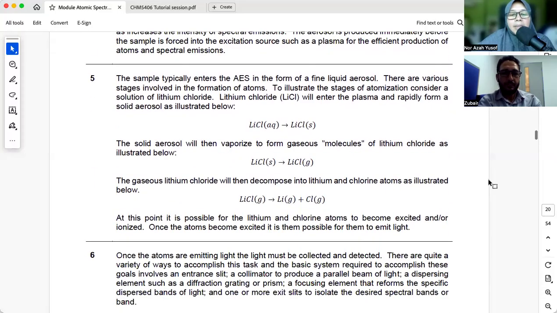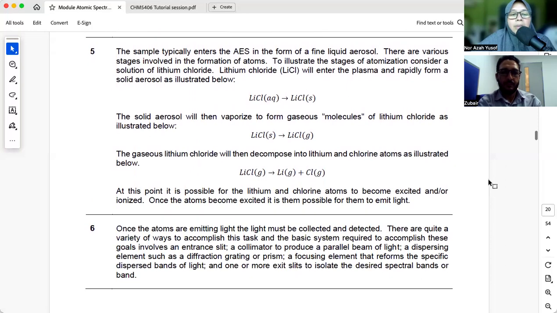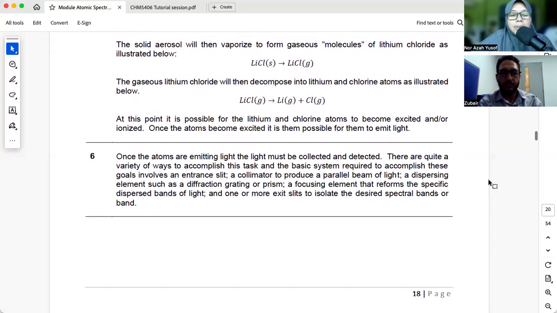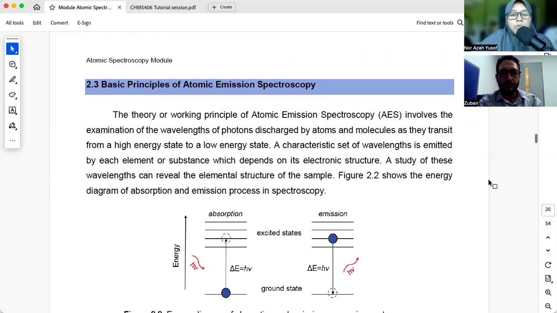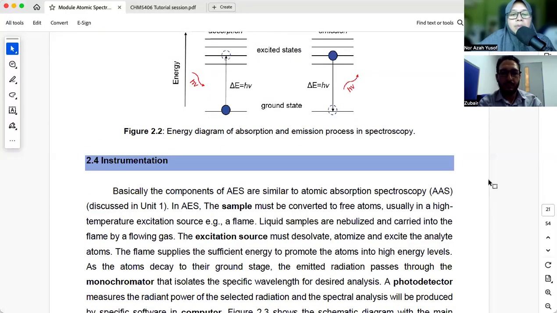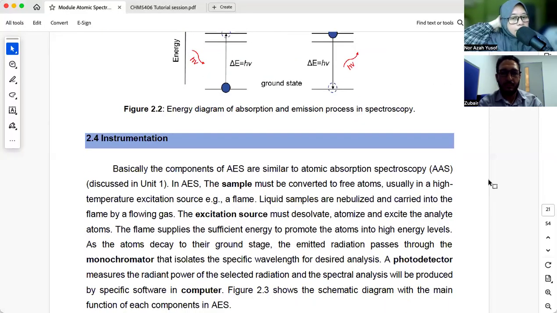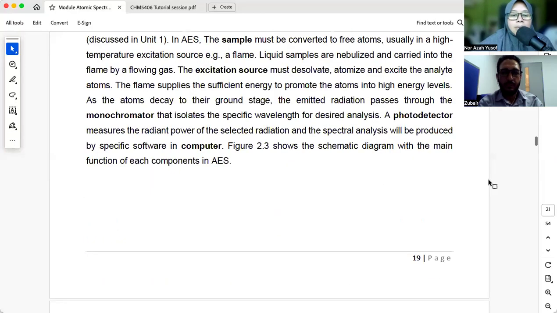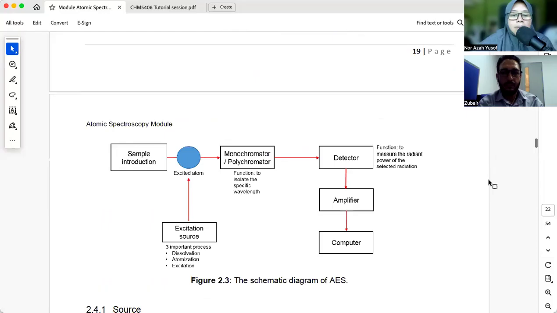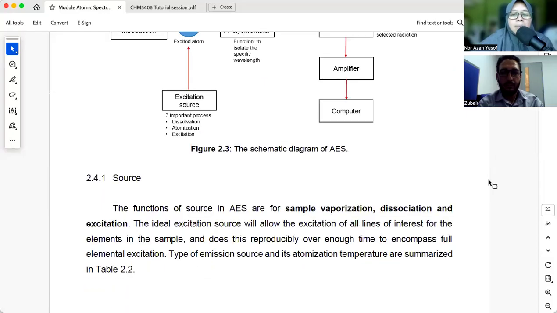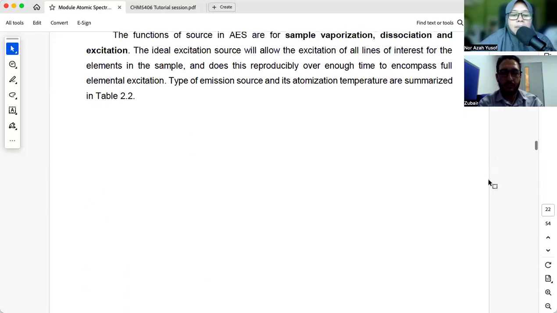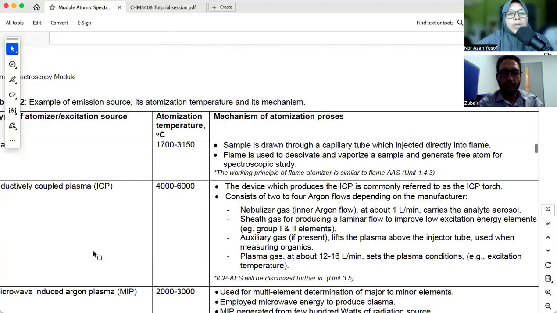All right, again, it has to be nebulized, aerosolized, okay? Right, okay, let's move on. What's the difference is the sample, right? Samples, again, is quite similar. Okay, you can see that.